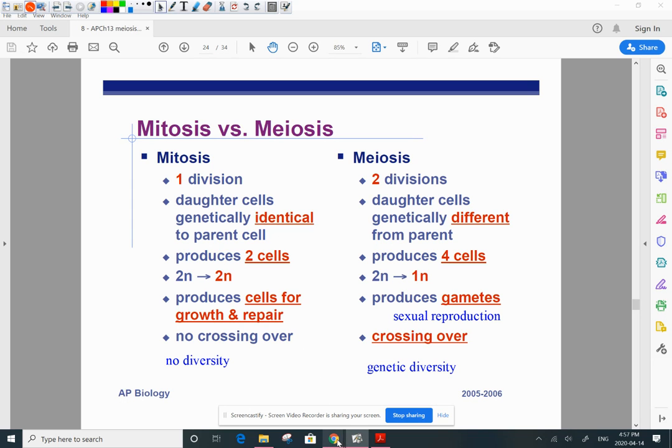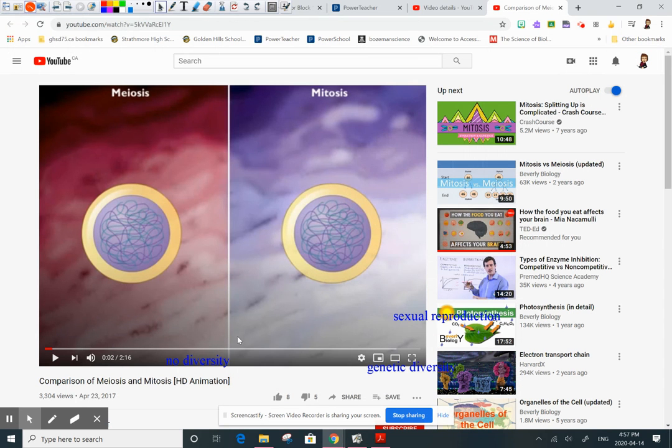So I've queued up a video for you here, and again, this is a McGraw-Hill one, and it is showing the similarities and differences between meiosis and mitosis. So let's follow along and listen.